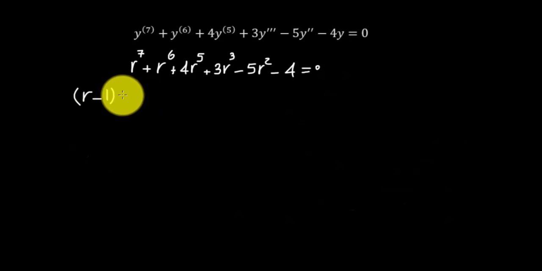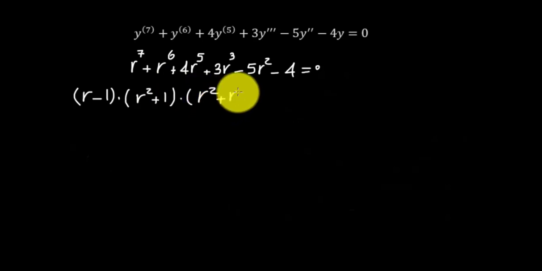That means you would have r minus 1 as one factor of this equation. If you divide this polynomial by r minus 1 and perform some factorization, you will end up getting r minus 1 times (r squared plus 1) times (r squared plus r plus 2) quantity squared equals 0.